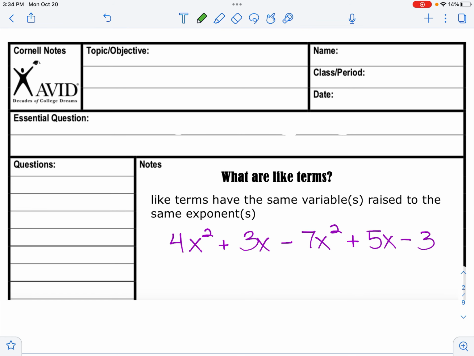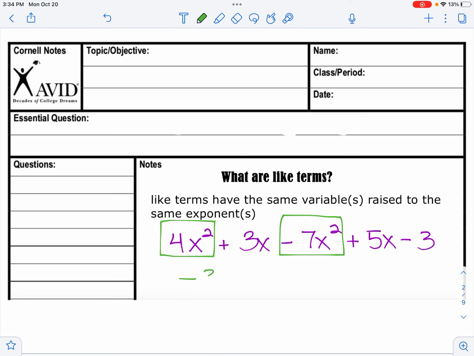So in our case here, this and this are like terms because they both have an x in them, and they also are both raised to the second power. So we can put those together. And you notice that here I put a box around the negative as well. The sign that's in front of the term also goes with it. So 4x squared minus 7x squared gives me negative 3x squared. And then once we've used those, we can kind of cross those out.